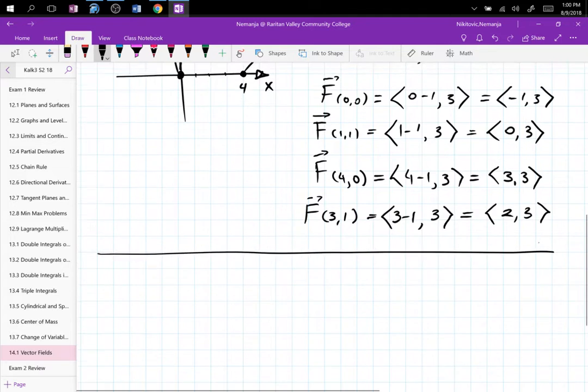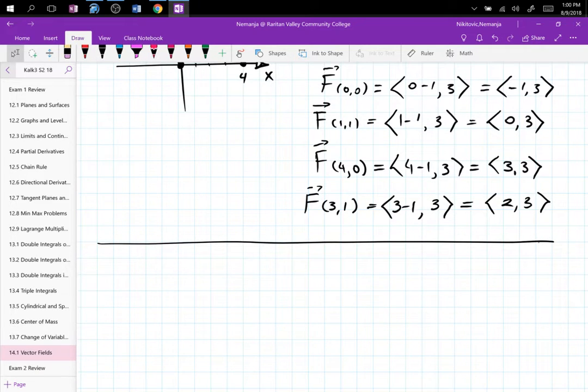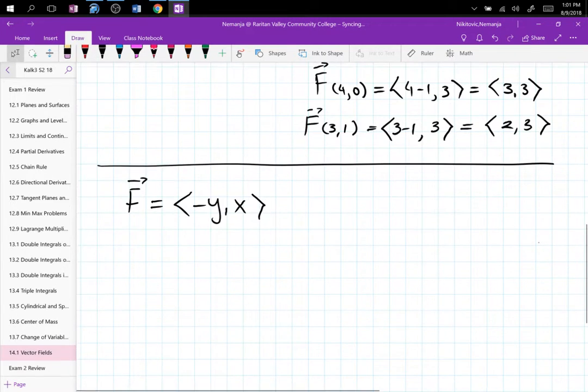Let's take a look at another example of this. Some of the very important examples. F equals (negative y, x) field. The (negative y, x) field is a very important field, and then there is also the (x, y) field, which is a very important field. So those are two basic fields that we actually use. Let's discover what this field is.